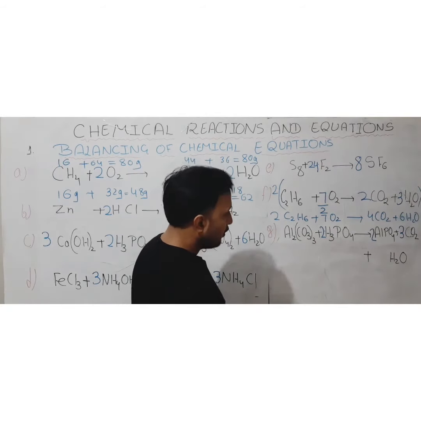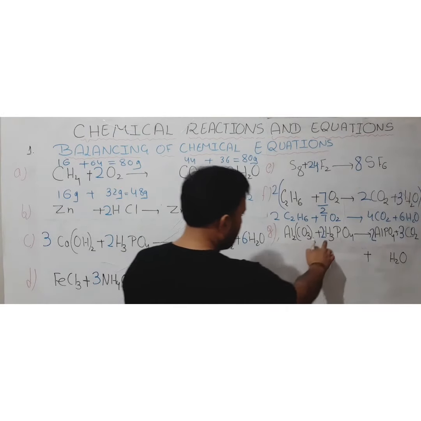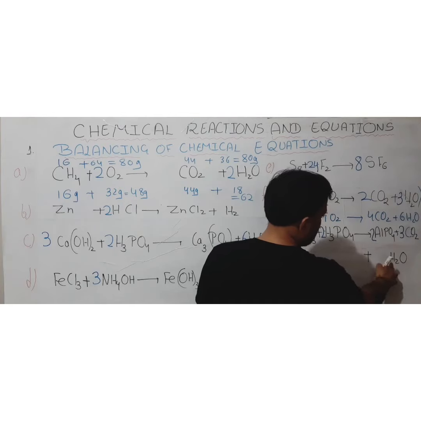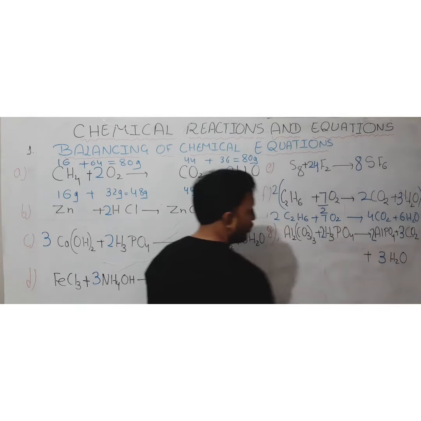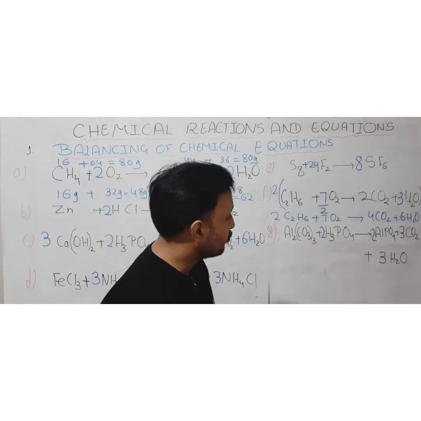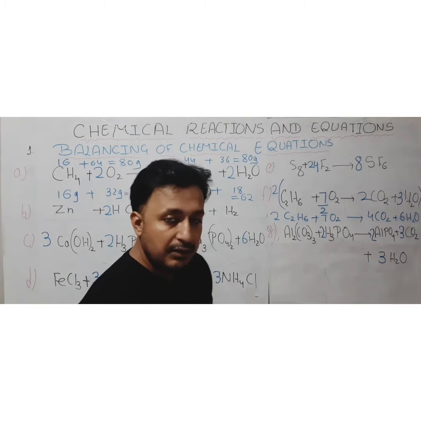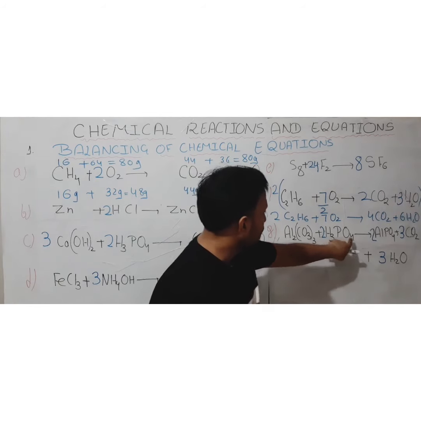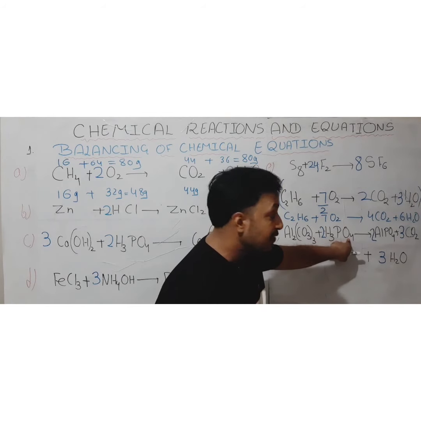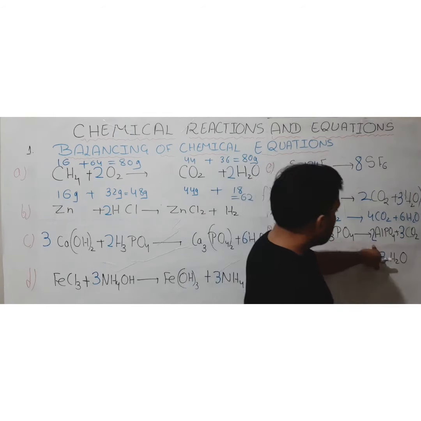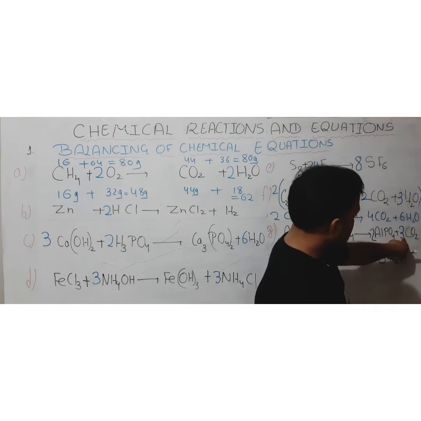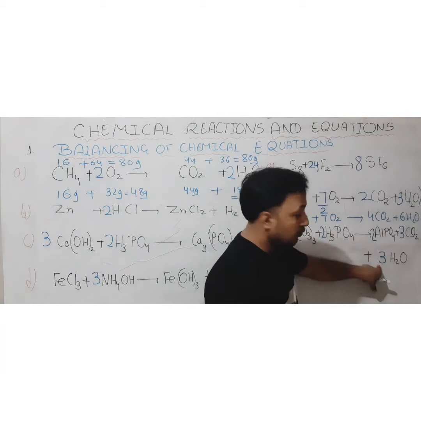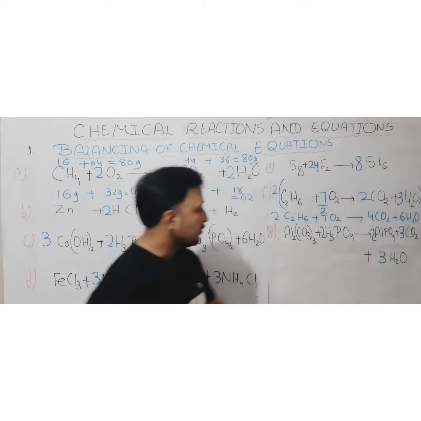Let's check hydrogen now. If you check hydrogen, 2 into 3 becomes 6, but here hydrogen is only 2, so we can put 3 as coefficient to balance hydrogen, so it becomes 6. Now what is left? Oxygen. Oxygen: 3 into 3 is 9, then 2 into 4 is 8, 9 plus 8 is 17. Now on the other side, 2 into 4 is 8, 3 into 2 is 6, 8 plus 6 is 14, plus 3 is 17. So oxygen is already balanced.